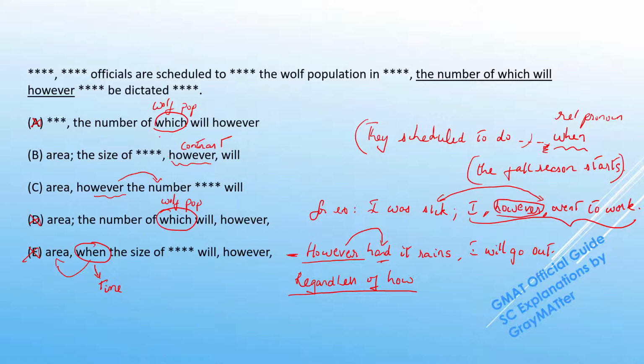And if we look at the meaning of the two clauses that are connected here, the officials are scheduled to try and increase the wolf population, but the size of the population will be dictated by something. So we are in fact trying to convey a contrast. So the meaning of C is inappropriate. B is the right answer.